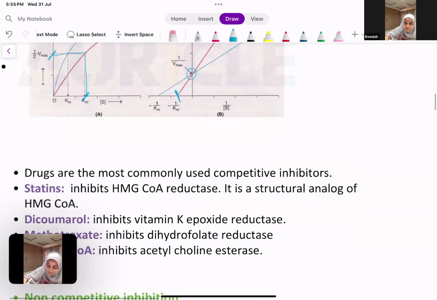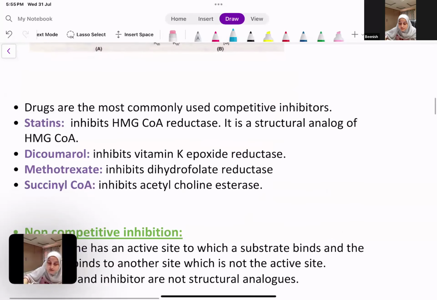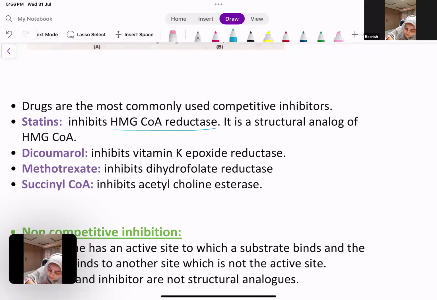Now, examples of competitive inhibition. They are drugs commonly used for competitive inhibition. For example, your statins inhibit HMG-CoA reductase. It is a structural analog of HMG-CoA. HMG-CoA reductase is involved in cholesterol synthesis. So for someone who has high cholesterol, statins are given since they inhibit HMG-CoA reductase. So your cholesterol will not be synthesized anymore.